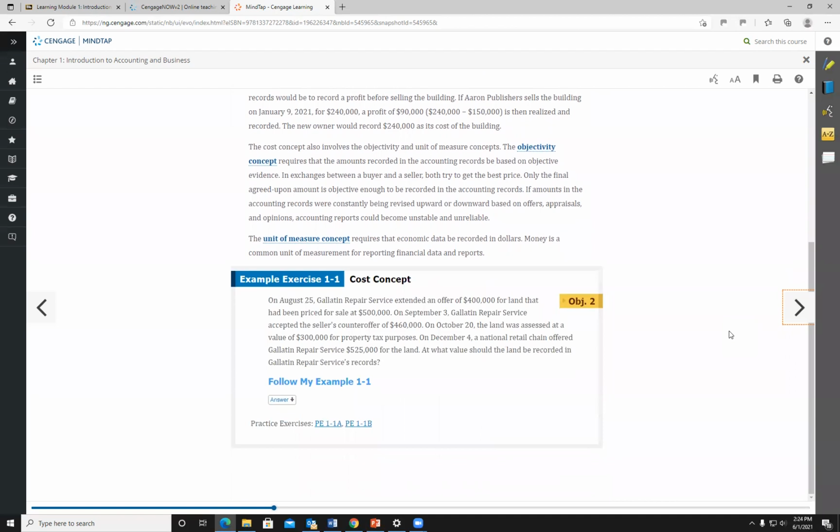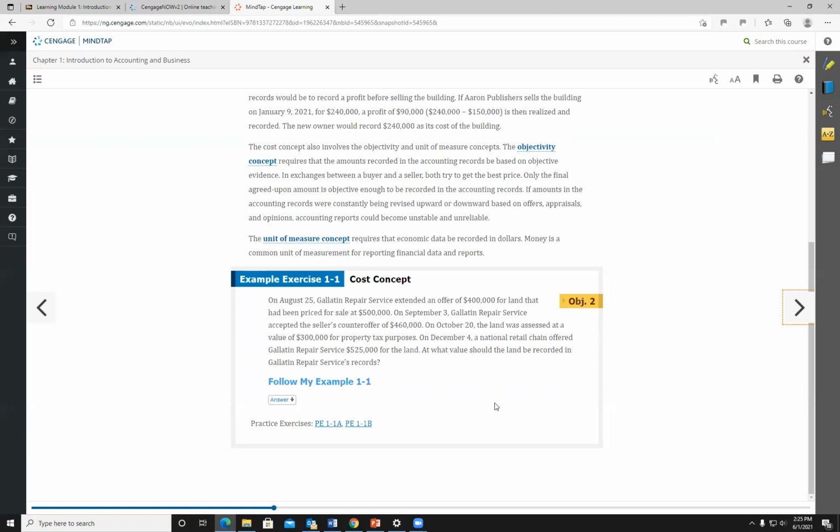So let's look down here at the example exercise. On August 25th, Gallatin Repair Services extended an offer of $400,000 for land that was listed for sale for $500,000. On September 3rd, Gallatin Repair Services accepted the seller's counteroffer of $460,000. On October 20th, the land was assessed at a value of $300,000. And on December 4th, a national retail chain offered Gallatin Repair Services $525,000 for the land. What value should the land be recorded at in the Gallatin Repair Services records?